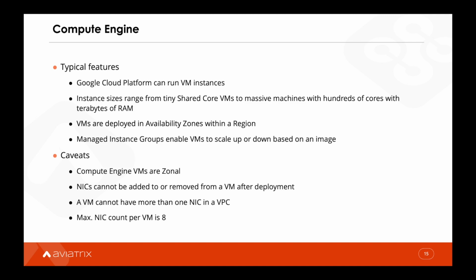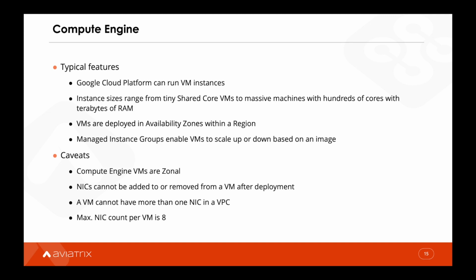And the most important thing to remember is that once you add a NIC to your virtual machine and you deploy this virtual machine, it's not possible to remove or add a new NIC to your VM. So it's extremely important that you size your machines accordingly in terms of NIC availability.